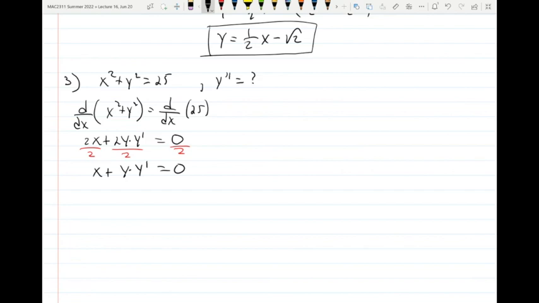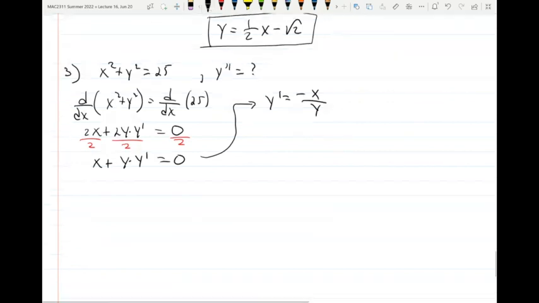Again, at this point, you can solve for y prime, because it's simple enough. It's good to notice here that this means that y prime equals negative x over y. Yes? And if you wanted to, you could go ahead and find y double prime right there. But instead of doing that, I'm going to just keep taking the derivative here because I prefer to use product rule. That's what I'm going to do. So now I'm going to take derivative on both sides once again.